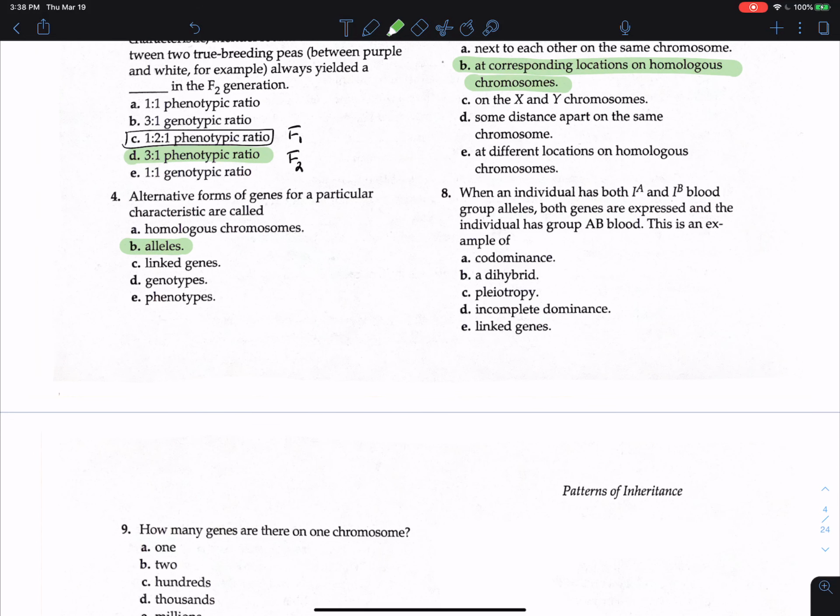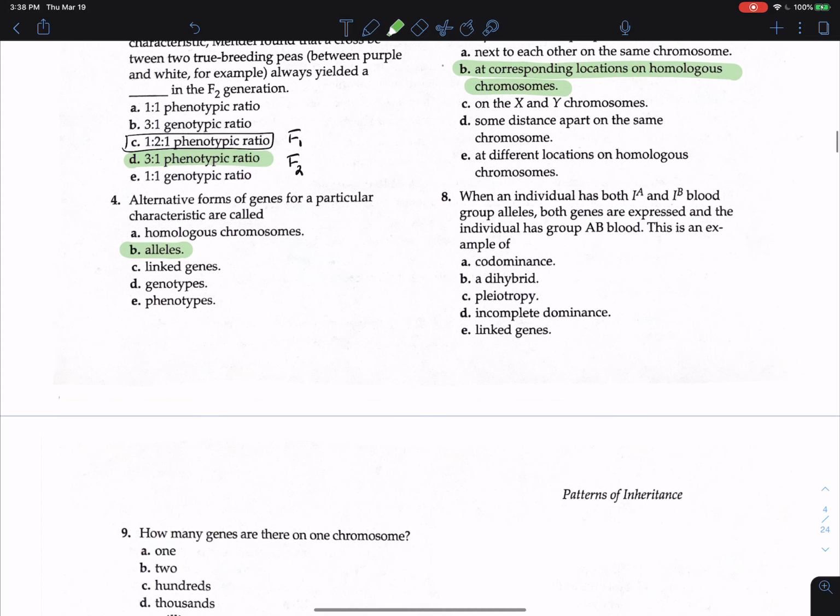Moving on to number 8. When an individual has both IA and IB blood group alleles, both genes are expressed and the individual has group AB blood. This is an example of, and the answer here, codominance, as in both characteristics are expressed. In this case, the blood group would have both of those antibodies, both A and B.